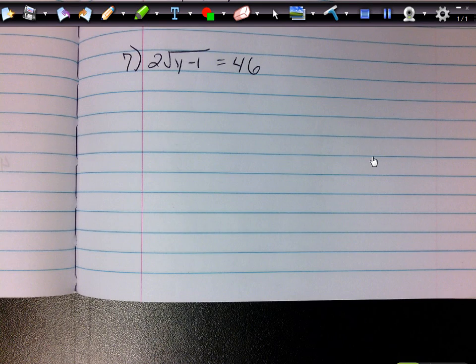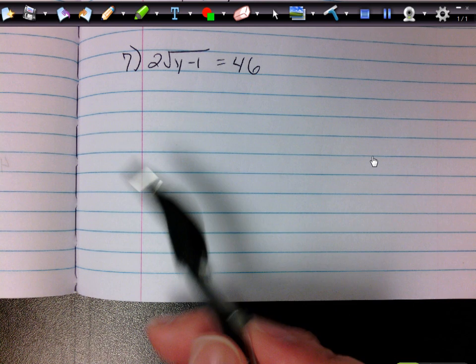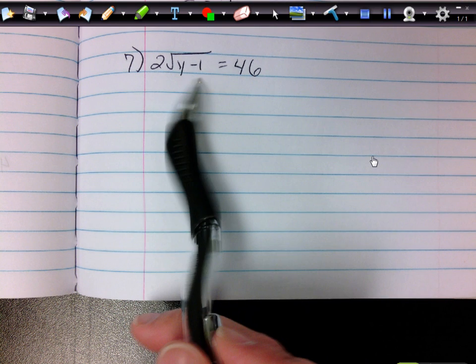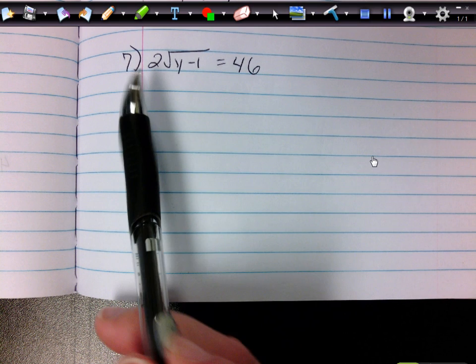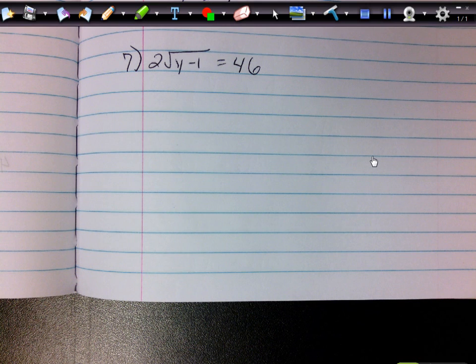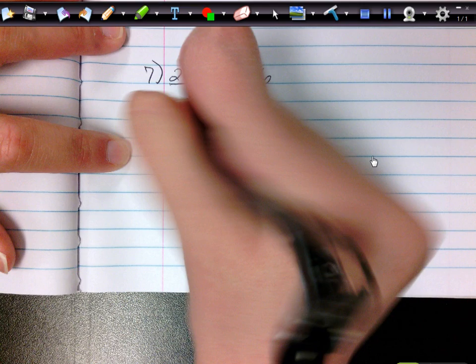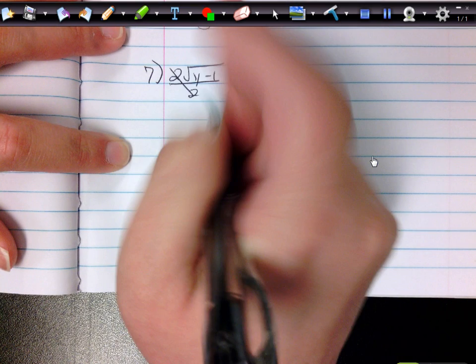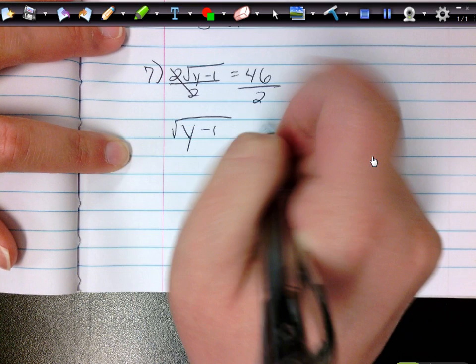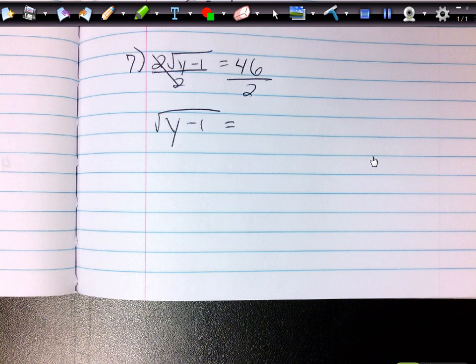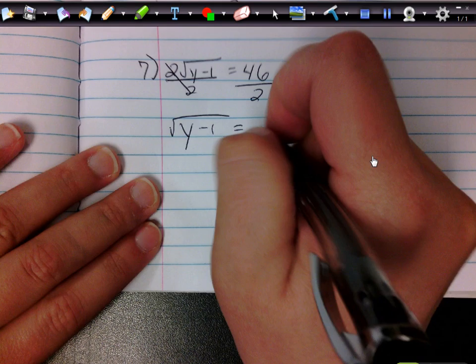Okay, go ahead and write down number 7. We have 2 square root of y minus 1 equals 46. Now again, my first step here is to get everything away from this radical symbol. Anything that's not underneath the radical has to be moved first. So this 2 is not underneath the radical, so it needs to be moved. Since it's right next to the radical, it's being multiplied. So first thing I'm going to do is divide both sides by 2, and I get square root of y minus 1 equals 46 divided by 2 is 23.